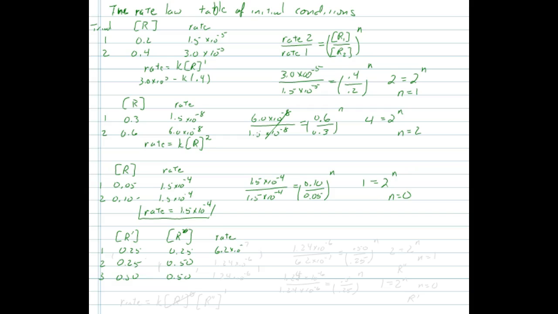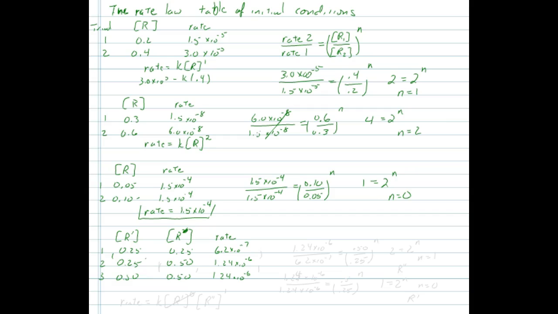The rates are 6.2 times 10 to the negative 7, 1.24 times 10 to the negative 6, 1.24 times 10 to the negative 6. What you do is you have to have only one thing varying at a time. So if you do 1 and 2, the R prime stays constant, so that's not affecting your thing. So if you want to find out what the R double prime is, you do that.